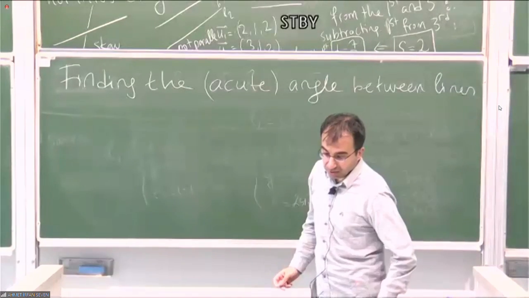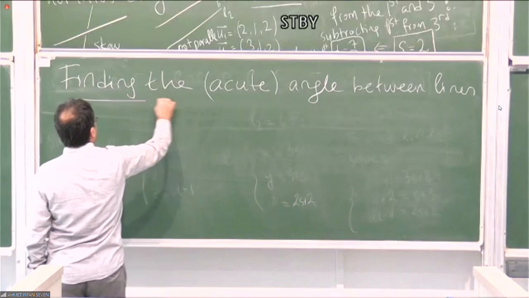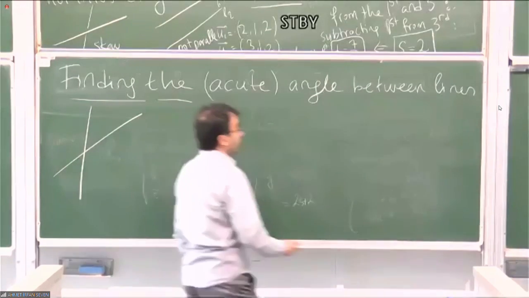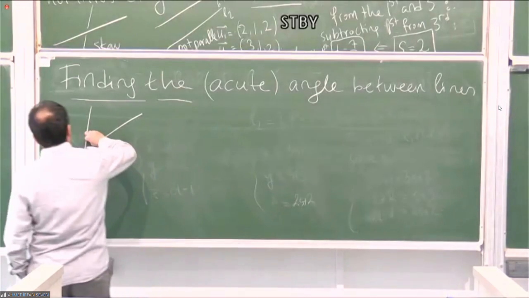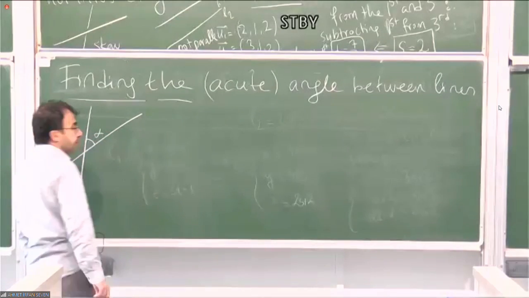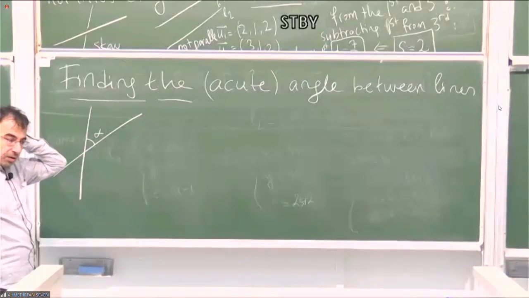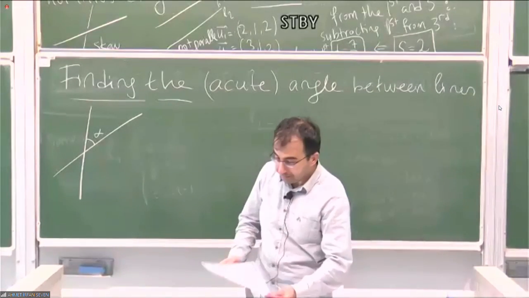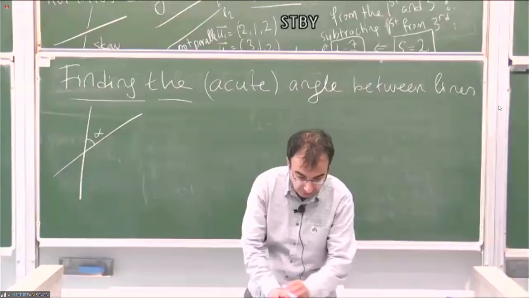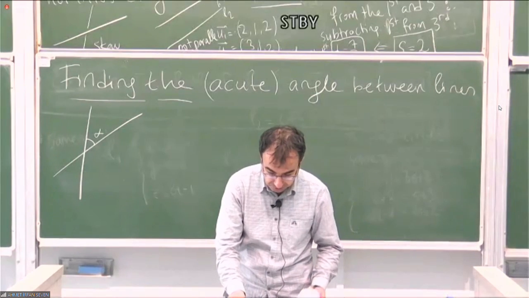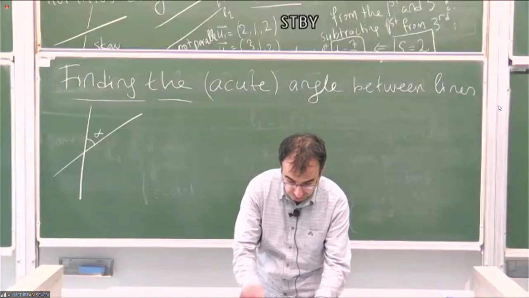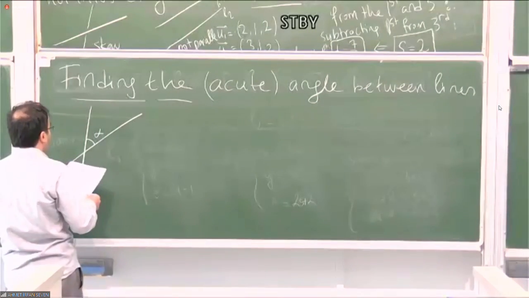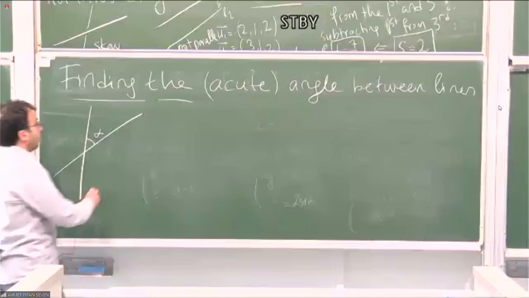Okay, so the picture is as follows. We have two intersecting lines. You see there are two angles. There is this one angle between these two lines, which will be an acute angle, so it will be less than pi/2. Okay, so we want to find this angle alpha.